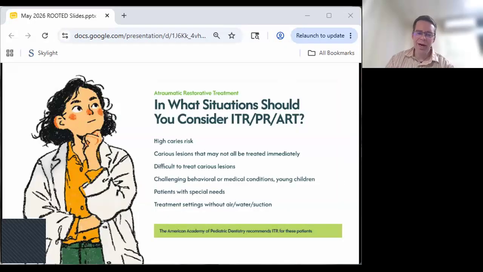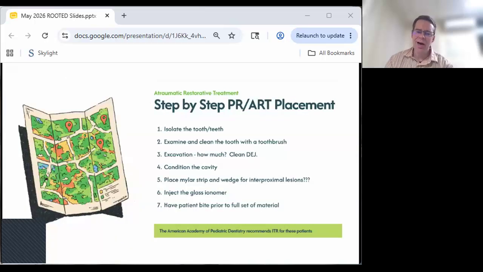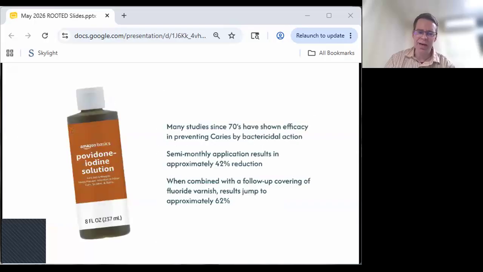This is from the AAPD. I just have this for your reference. We'll keep going in the name of time. On how to do it.